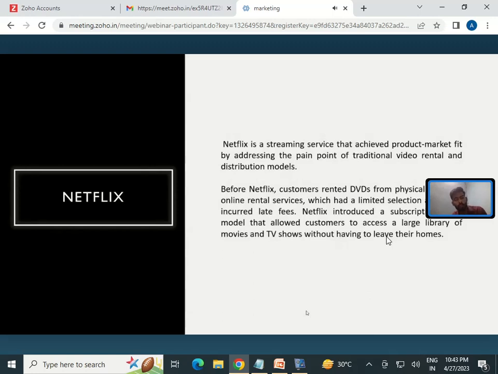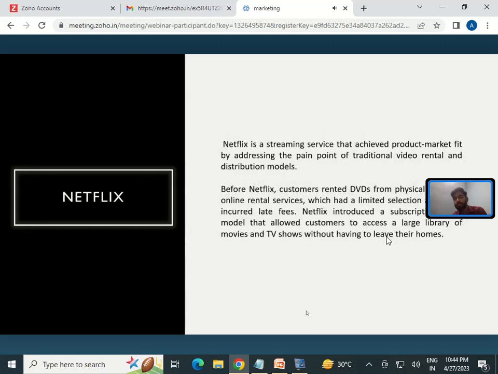Before Netflix, what was the problem? Customers rented DVDs from the physical store. I guess some of you listening to me have used that DVD section, because I have done it too. I have bought DVDs for movies. So before Netflix, customers rented DVDs from physical stores or online rental services, which had a limited selection and often incurred late fees. Even if you rented a DVD and returned it 1 or 2 days late, some late fees were applied. It happens.